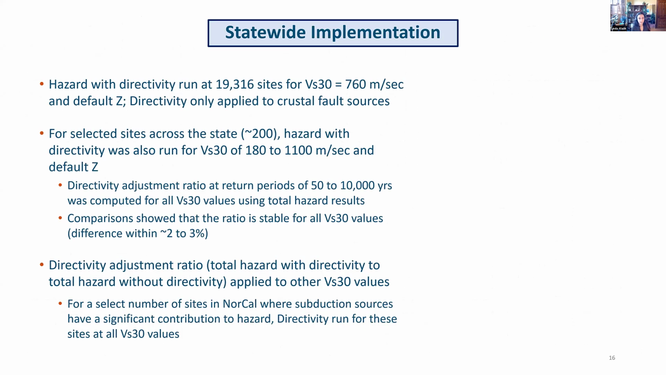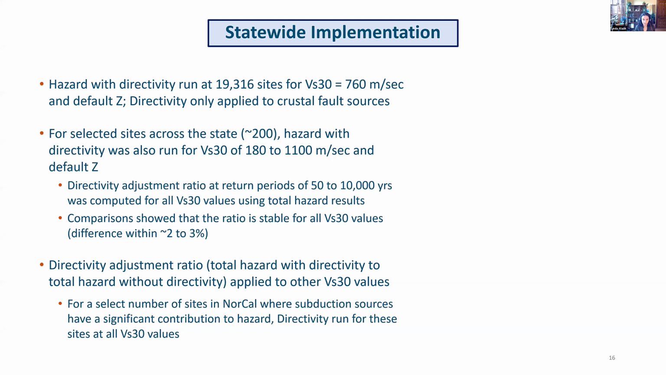So for our statewide implementation, we had run the hazard at all sites for VS30 of 760 meters per second and default Z values. We've run all of this on AWS because it takes quite a bit of time to run it. So we apply the directivity only on crustal fault sources. We do not apply it on a subduction source or gridded seismicity. And our goal was to take these results, generate directivity adjustment factors for VS30 of 760 meters per second, and then use them for other site conditions.